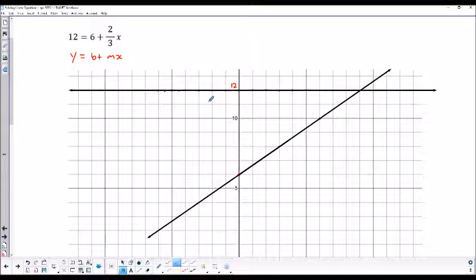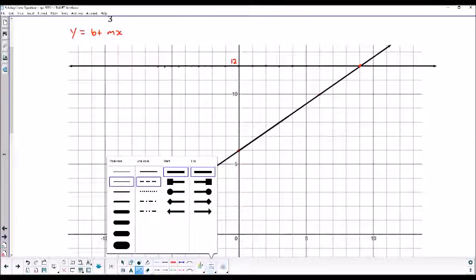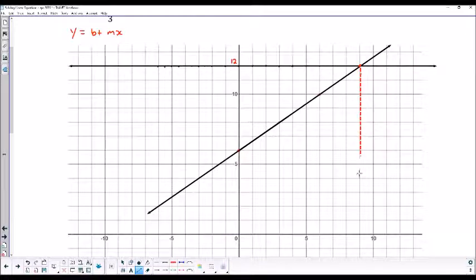So the left side of that equation, where it says 12 equals, is just the line y equals 12. And then from there, you just look at the point of intersection, which is right here, where the two lines intersect. Then we just go down vertically from there, and we see that the solution, if we go straight down from y equals 12, is x equals 9.